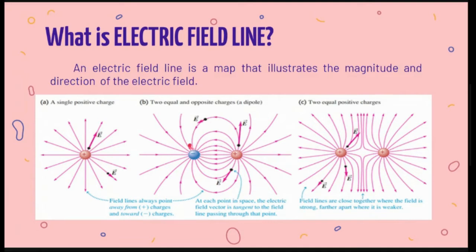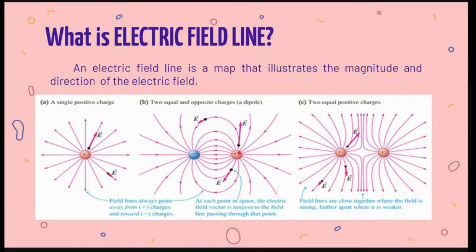Now, the third property is that the electric field line should not start or stop in the middle. The electric field line should not stop or start in the middle between two charges. It should go from a positive to a negative.